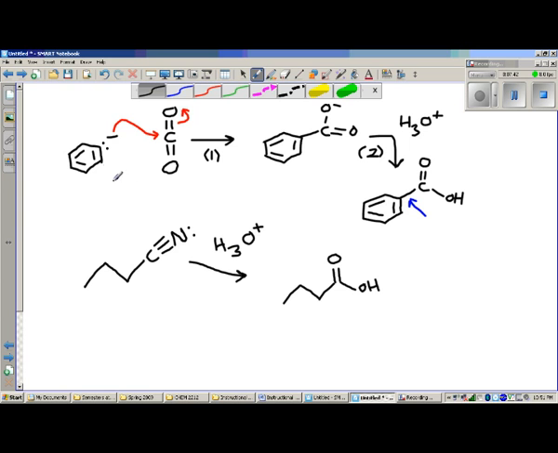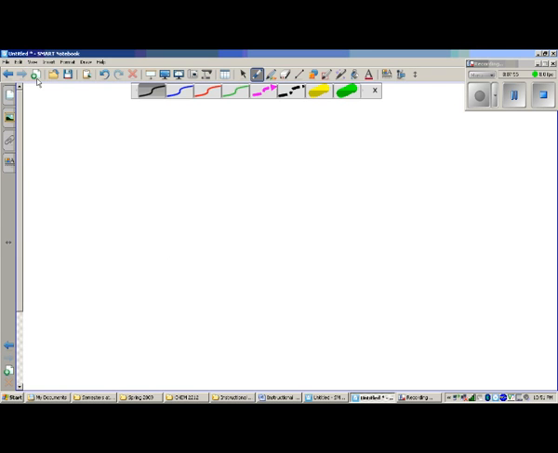Now, let's see if we can actually apply some of these reactions to the synthesis of some carboxylic acids. All right, let's see what we can do. So I'm going to put up a synthetic reaction here. And let's say, for example, we would like to make, or this is what we're going to start with, okay? We are going to start with this compound here.